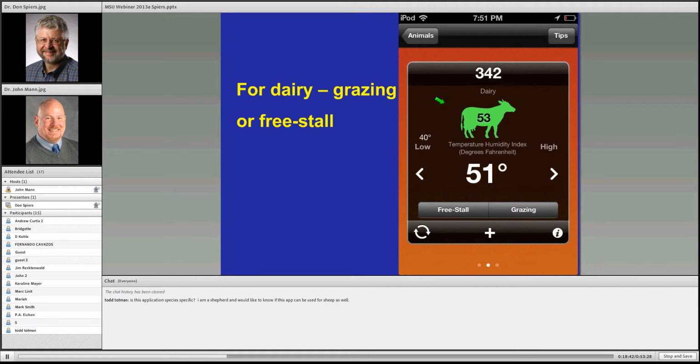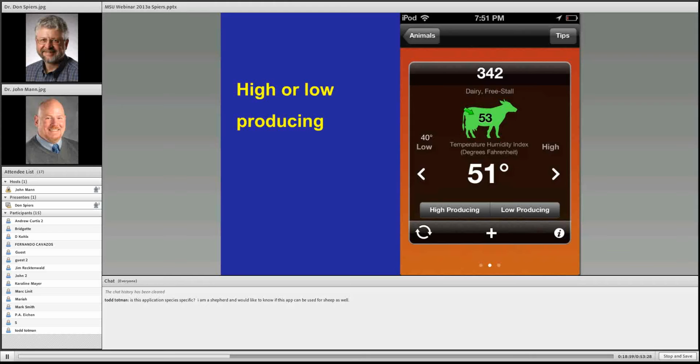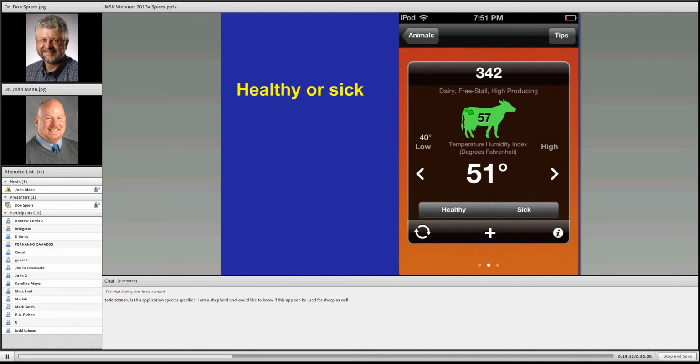Got it. For this animal 342, it's a dairy animal, and the current temperature is 51 degrees Fahrenheit. The low for that day has been 40. Okay. We see that the temperature humidity index now is 53 for that animal. We then have the choice of whether that animal is freestall or grazing. If we click on one of those, the next one showed that the animal was freestall, and again the temperature is the same, the low is the same, and in this case the newly calculated temperature humidity index has not changed for that animal. We now click on whether it's high producing or low producing.